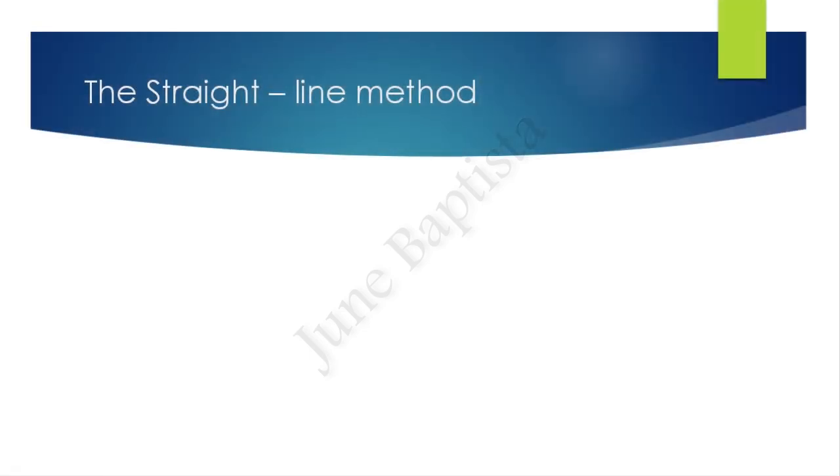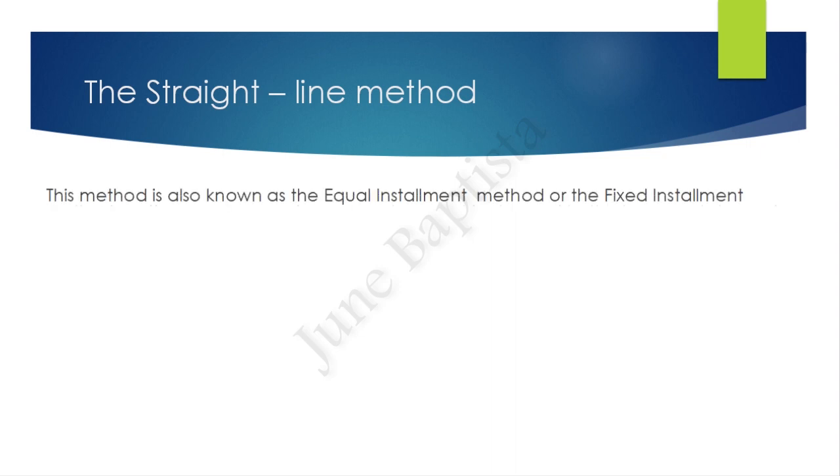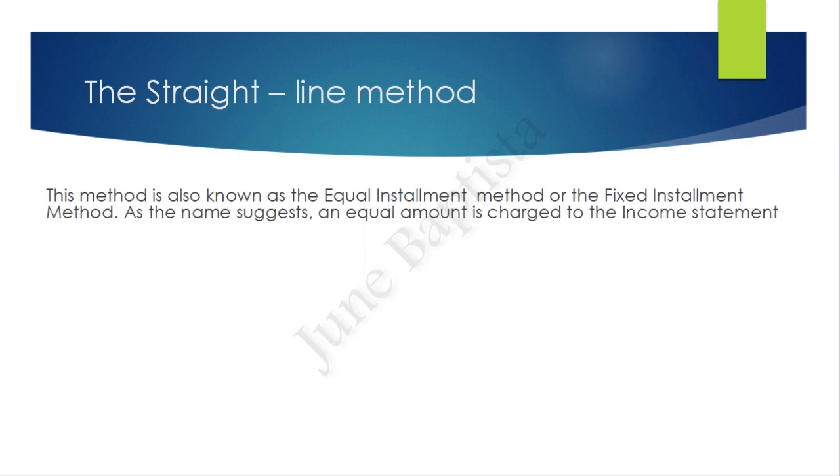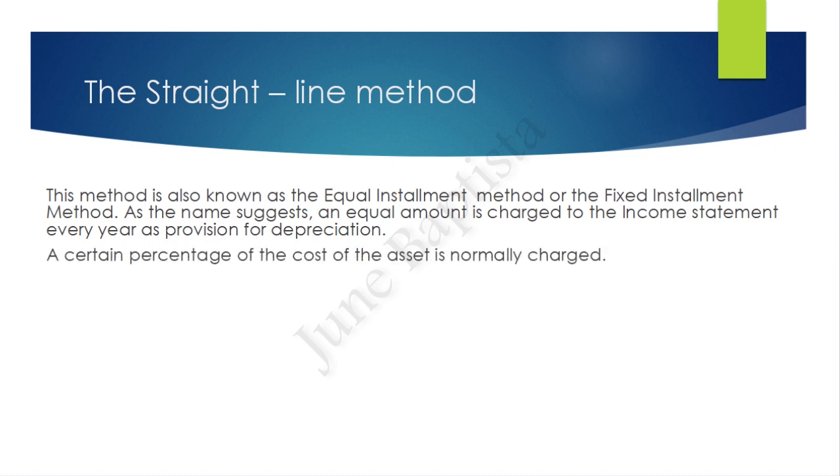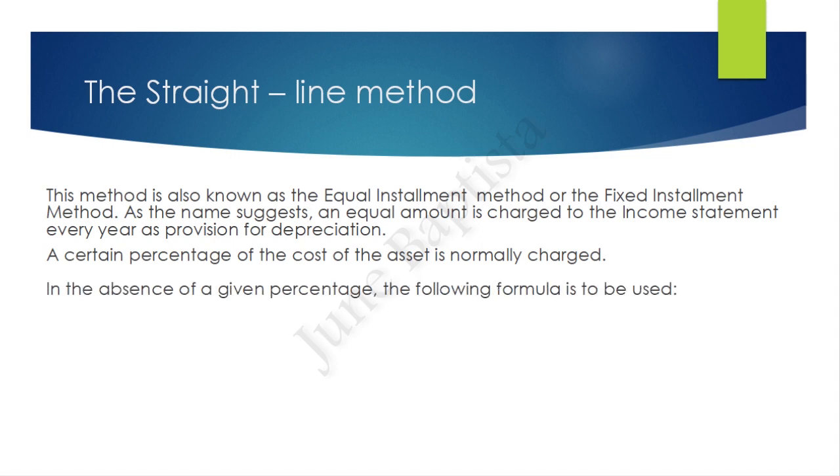Let us now look at the first method for calculating the provision for depreciation of non-current assets, the straight line method. This method is also known as the equal-installment method or the fixed installment method. As the name suggests, an equal amount is charged to the income statement every year as provision for depreciation. A certain percentage of the cost of the asset is normally charged. However, in the absence of a given percentage, the following formula can be used.